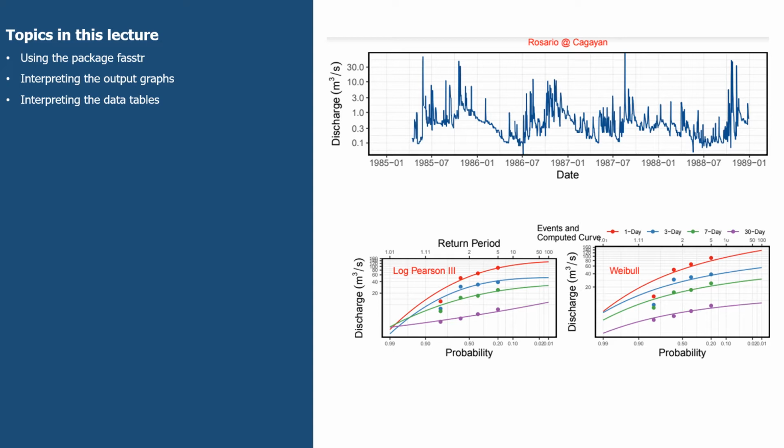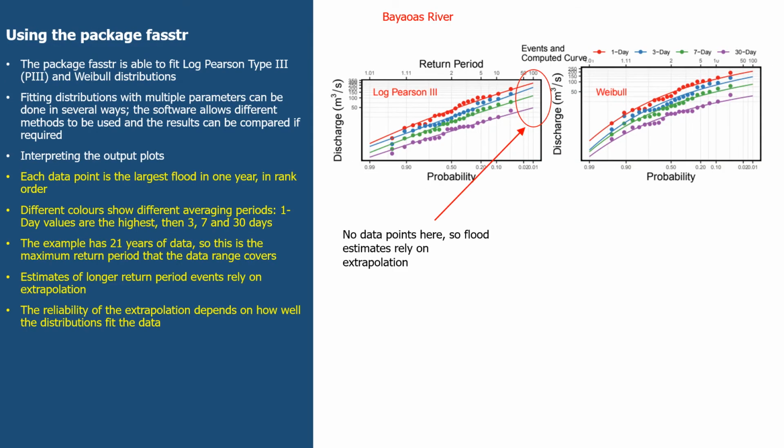But we can take the data, fit curves to them based upon the distributions, either log Pearson type 3 or Weibull, and estimate the magnitude of events of different recurrence periods from that. So the package we're going to use, FastTR, or Faster I suppose, is able to process and visualize river flow data very easily, and within the package we can fit the log Pearson type 3, P3 on some of the slides, and Weibull distributions relatively easily.